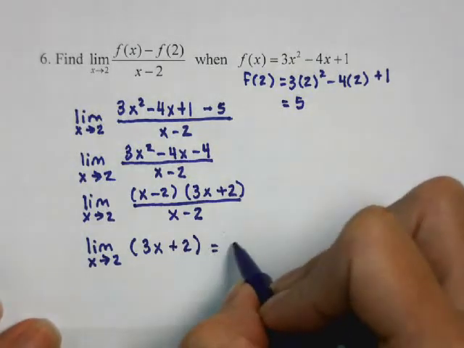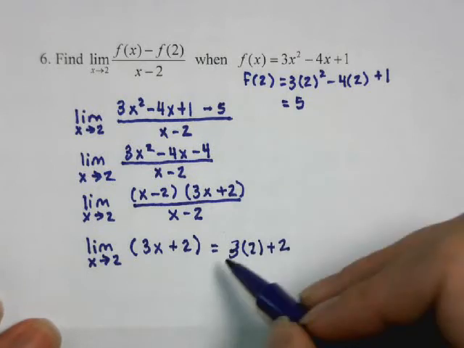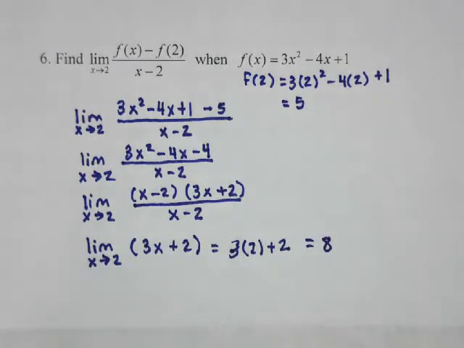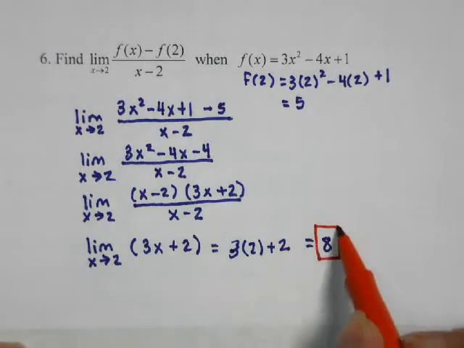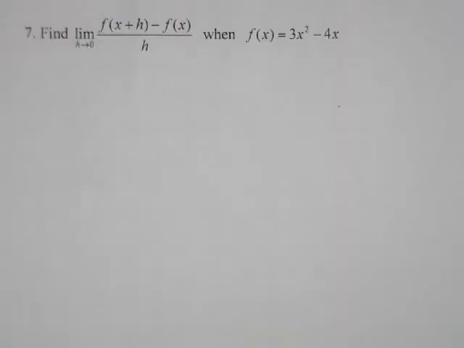And then we plug in 2. So we're going to have 3 times 2 plus 2. So 6 plus 2 is 8. Again, this number will have significance for us soon, but for right now, we're just evaluating the limit.